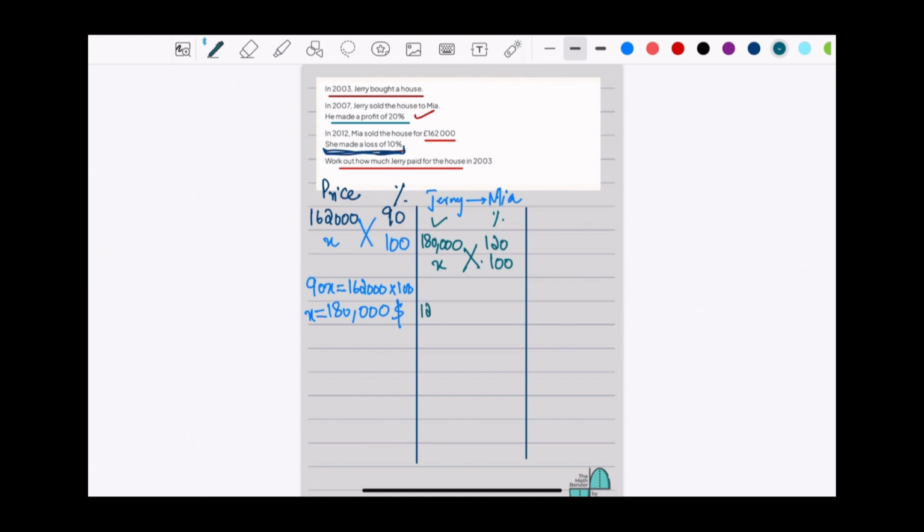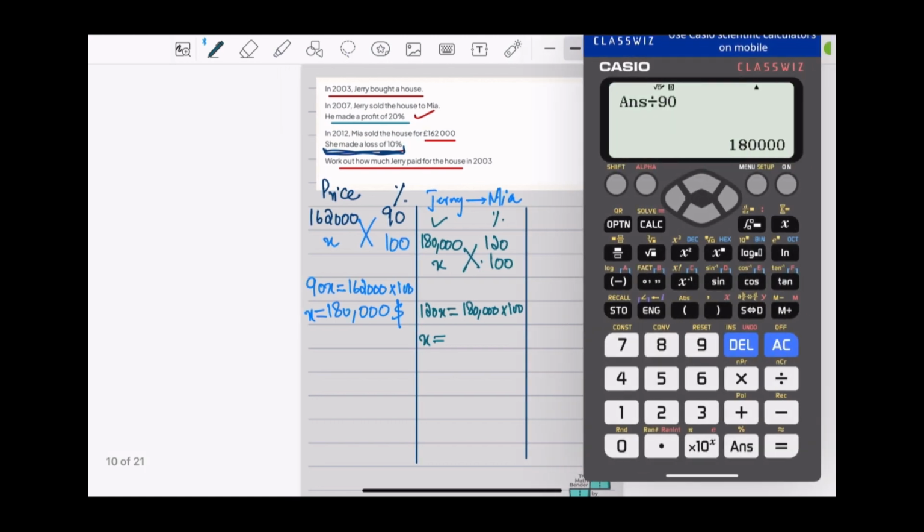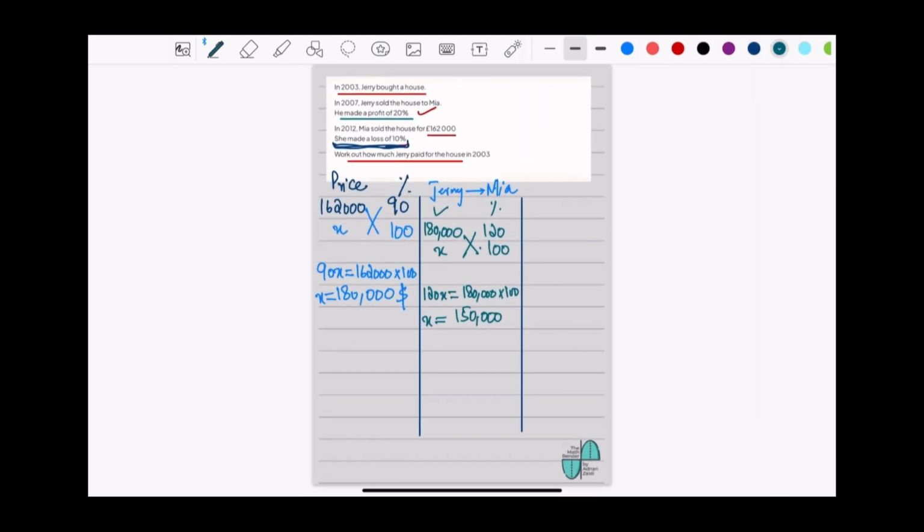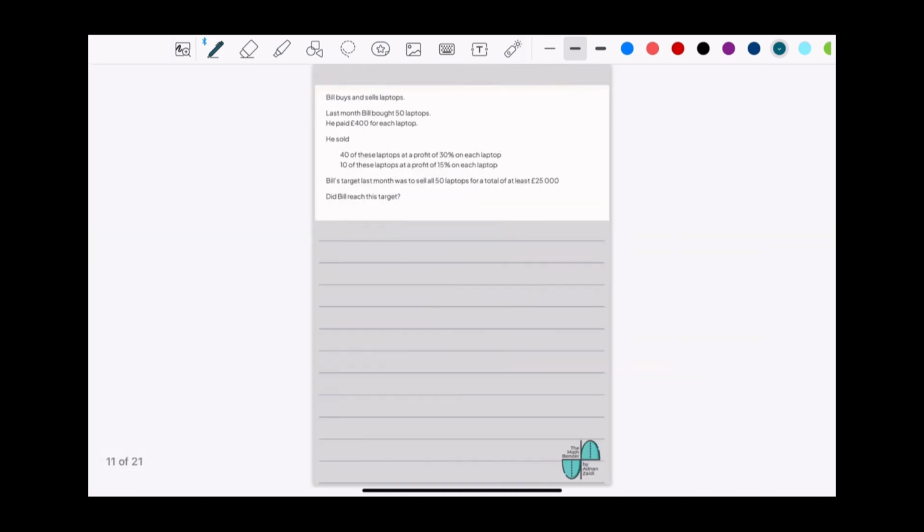So 120x is equal to 180,000 times 100. And X is equal to, I'll use the calculator again, X is equal to $150,000. So this was the original price of the house which Jerry had bought with. Anyway, moving on to the next one.